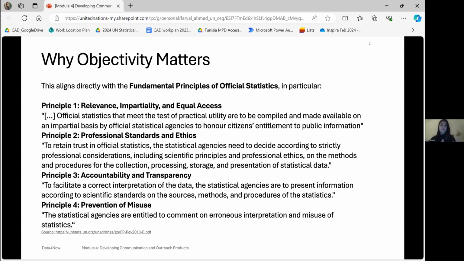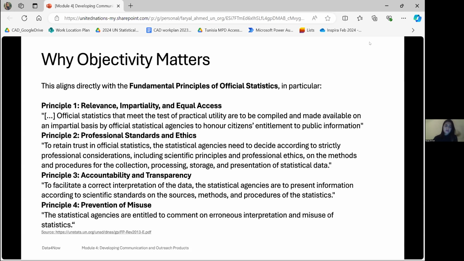So our role does not only stop at collection, processing, and storage, but also extends to the presentation of statistical data because of the consequences it has. Number 3, we have accountability and transparency, and this is to facilitate correct interpretation of data. Statistical agencies are to present information according to scientific standards on the sources, methods, and procedures. And also prevention of misuse, to comment on erroneous interpretation or misuse of statistics. We'll get a little bit more into how we interpret data and keep it objective.